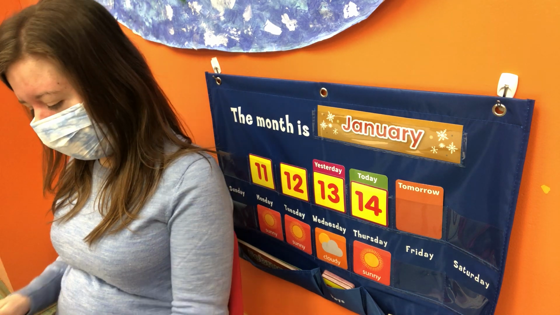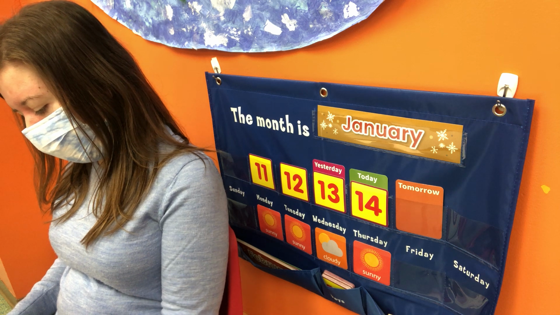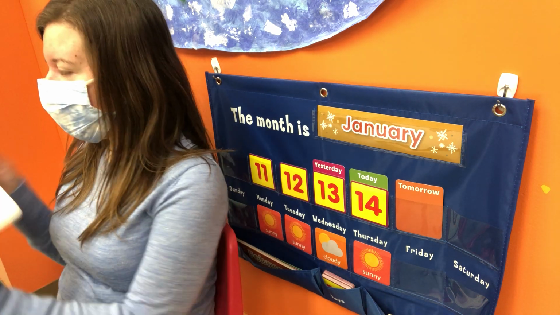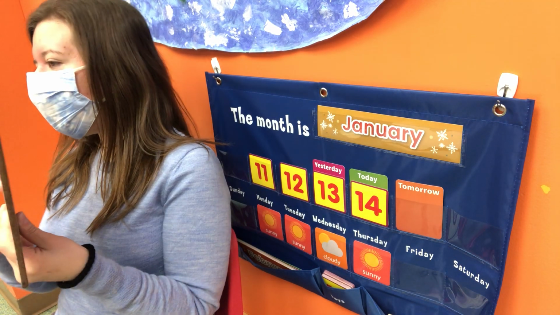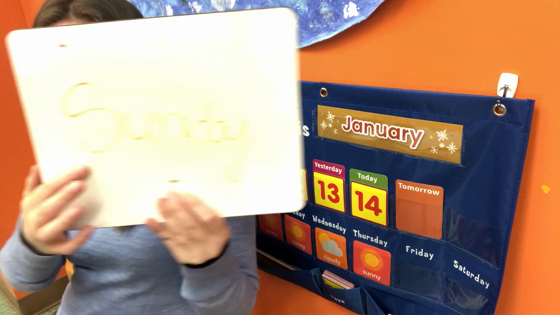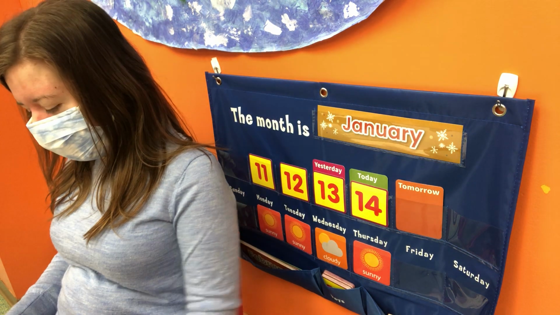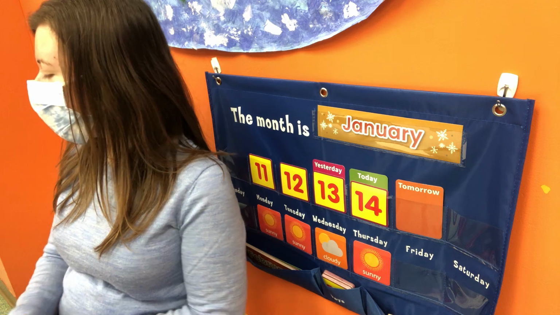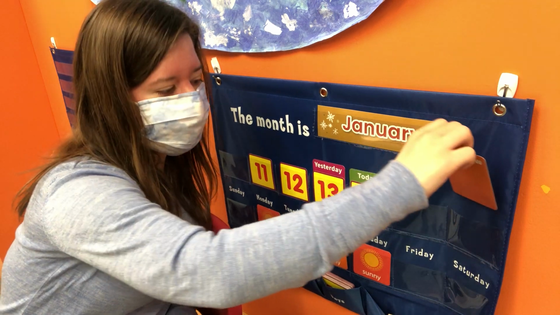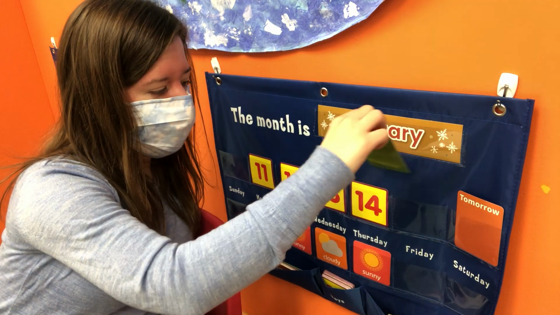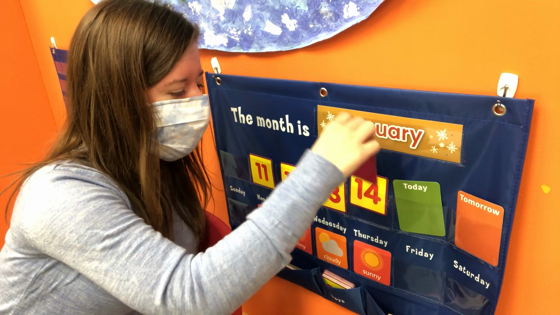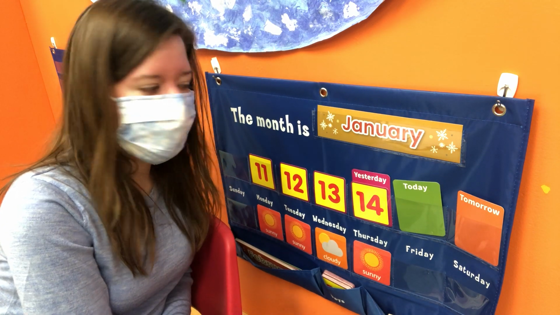And then after Saturday is Sunday. And Sunday starts with what letter? S. So tomorrow is the weekend. So we said that tomorrow will be Saturday, today is Friday, and yesterday was Thursday.